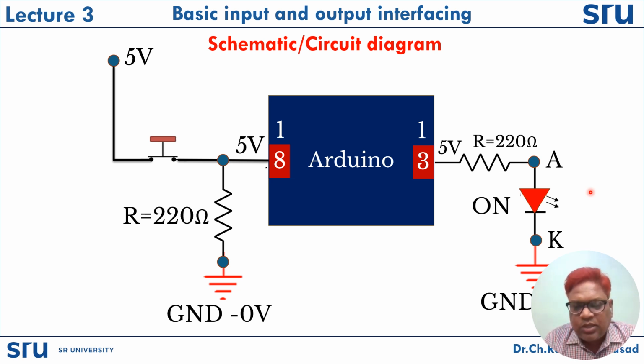and this is the schematic diagram. I already explained how the system works for both conditions. When the switch is pressed, the LED is on, and when the switch is open, the LED is off. Now let us try to write the code.